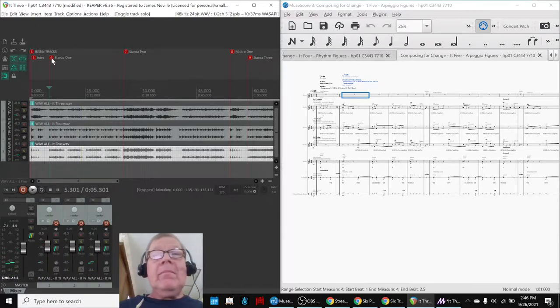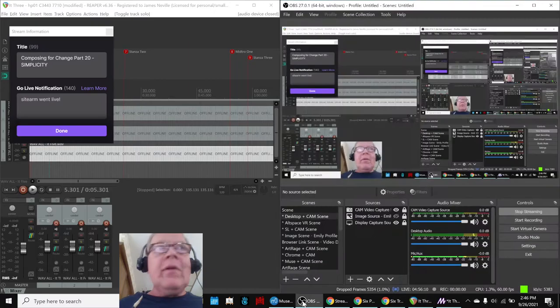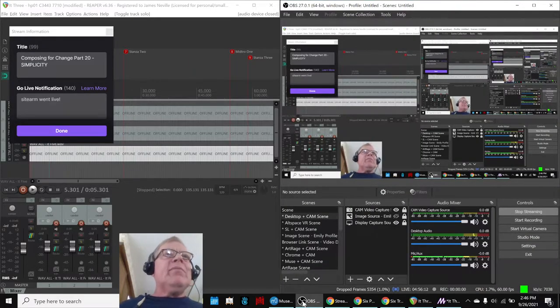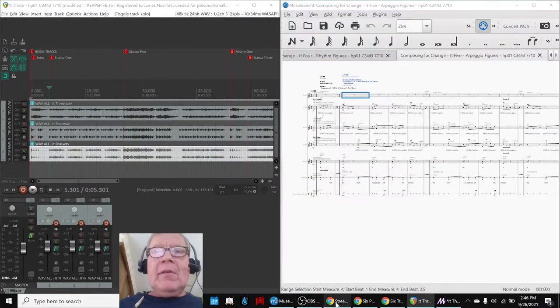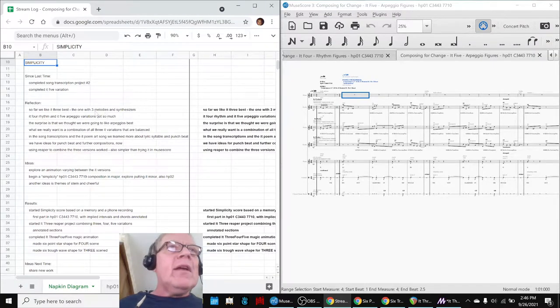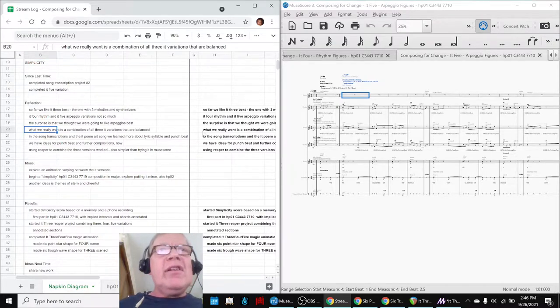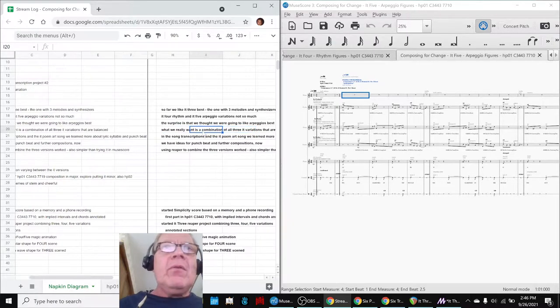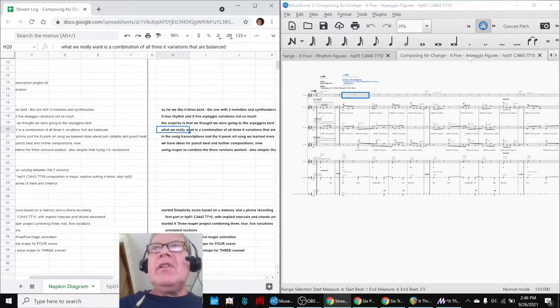And there we go. Ladies and gentlemen, this is a recap of Composing for Change Part 20, Simplicity. In today's episode, we re-entered by reflecting that we really wanted a combination of it 3, 4, and 5, which you just heard us play. We had rhythm figures, arpeggio figures, melody figures, but we wanted all three to play.